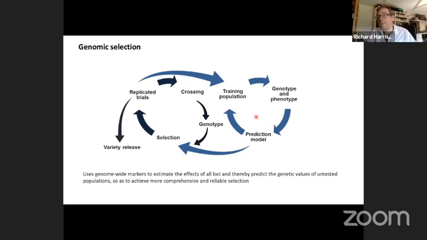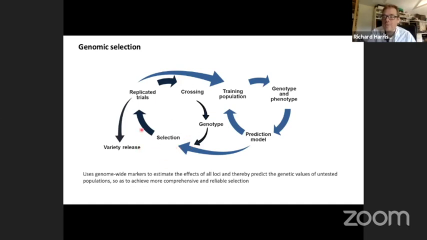So what this means is you take a model and you train it. You get a population that's drawn from your larger breeding population, and you get all the genetic information and phenotypic information, so measurements of performance for yield and height and disease resistance. You take all those measurements and associate the genotype and phenotype together using a regression model of some kind. That gives you the ability to then predict based upon genotype alone.